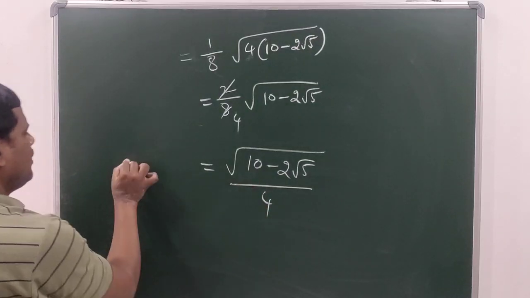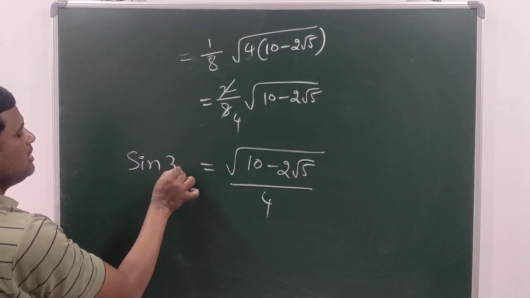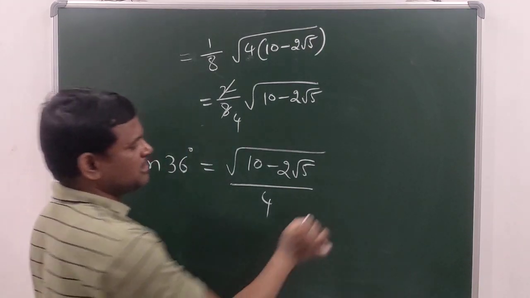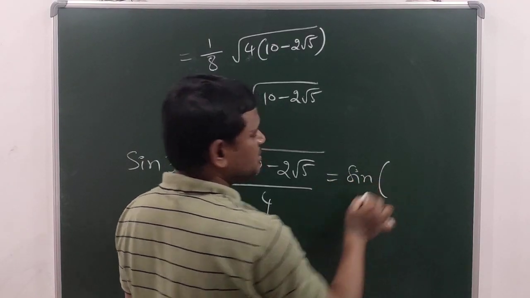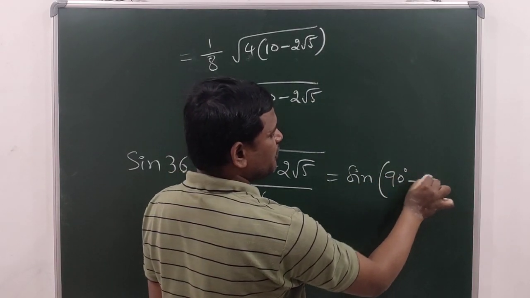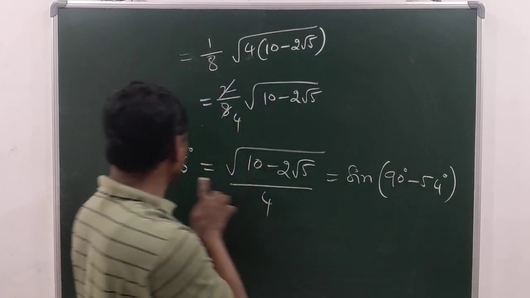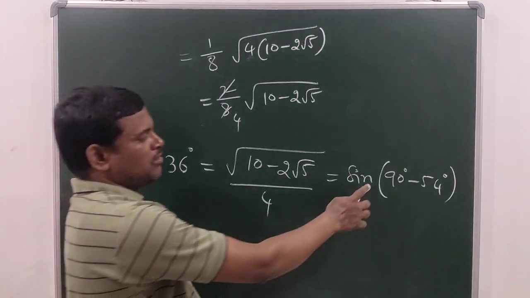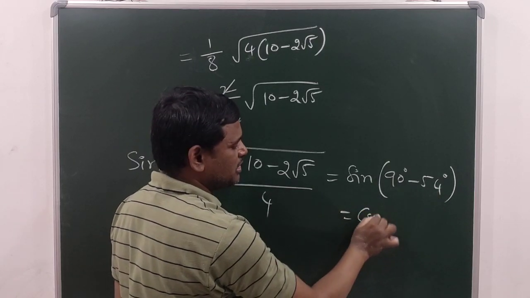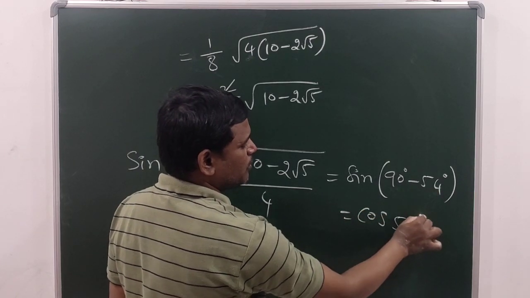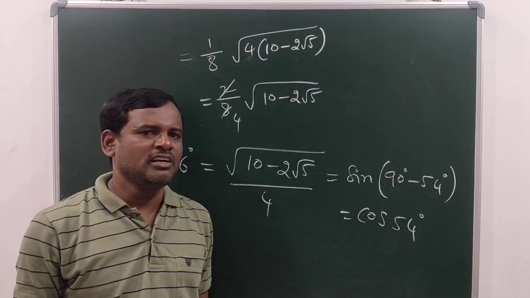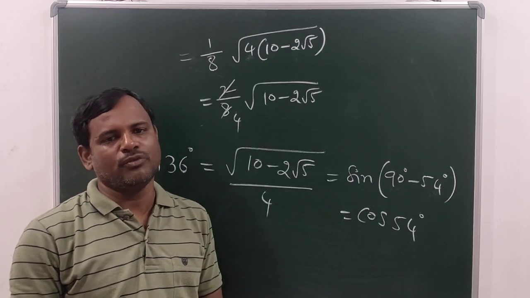So what is this? The value of sine 36 degrees. Okay, sine 36, how do you write? Sine of 36 can be written as sine of 90 degrees minus 54 degrees. 90 minus 54 is equal to 36. Now, how does it look? Sin of 90 minus theta is equal to cos theta, cos of theta, value 54. Now here sin 36 is equal to cos 54. How much is that? Square root of 10 minus 2 root 5 by 4.